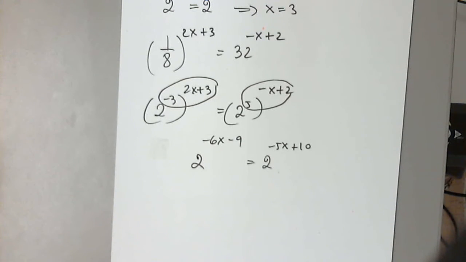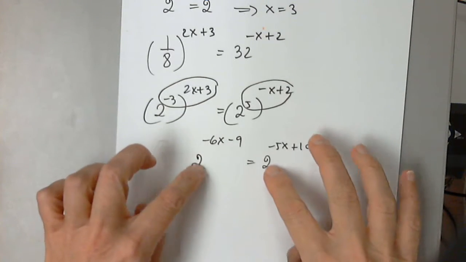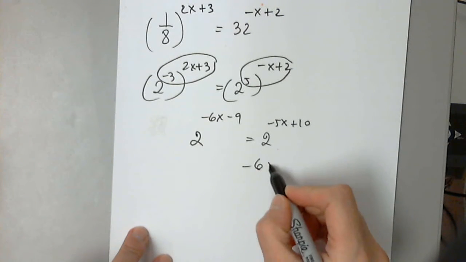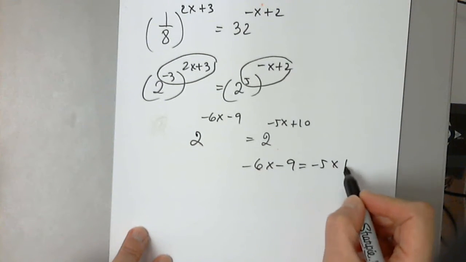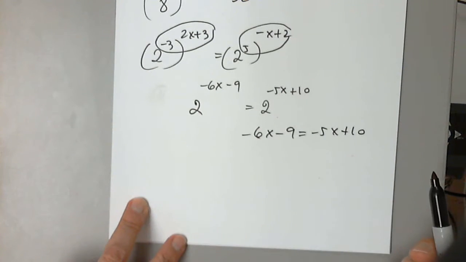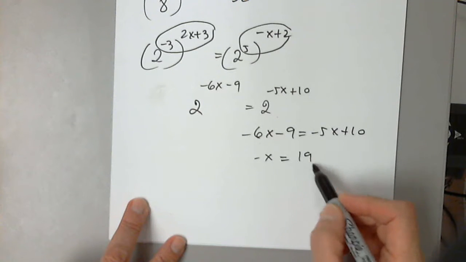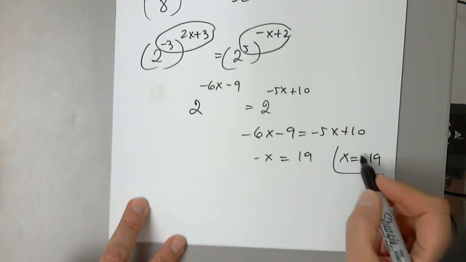We think two numbers are equal and they have the same base. If they don't have the same base, what I'm showing you right now fails. But if two numbers are equal and they have the same base, what must happen? Right, negative 6x minus 9 must equal this, indeed. And this is a linear equation. I move 5x, I get negative x. I move 9, I get 19, so x equals negative 19.